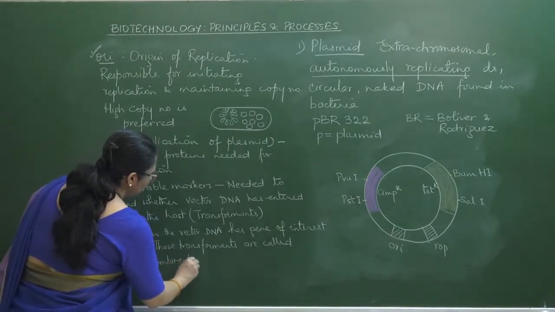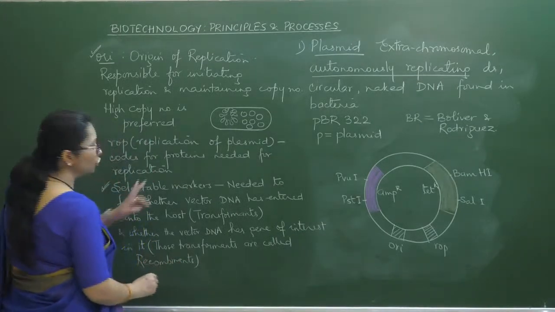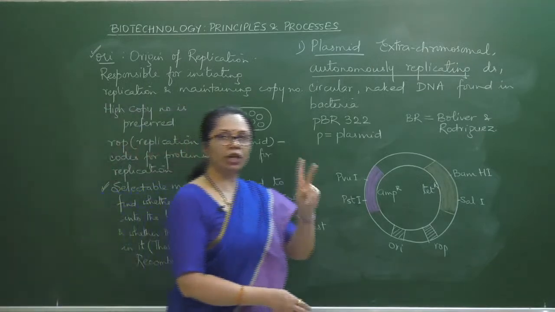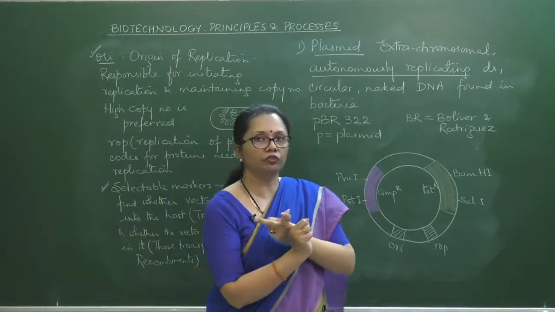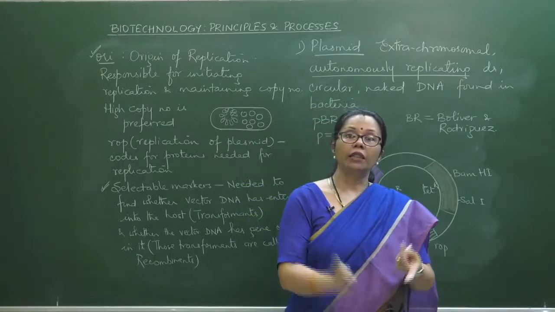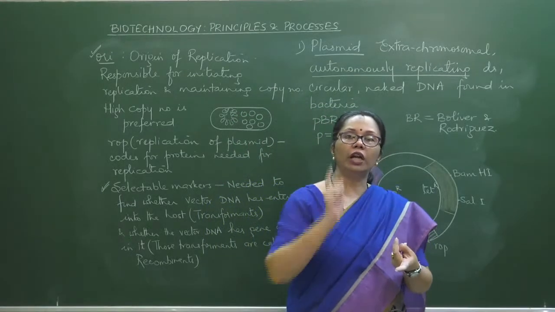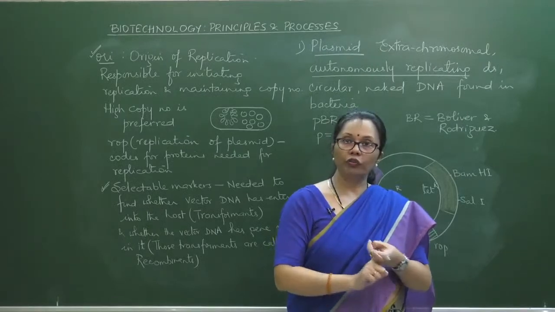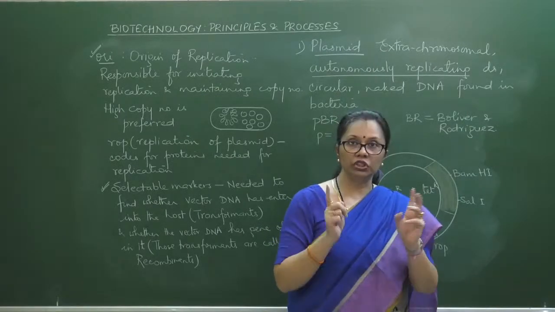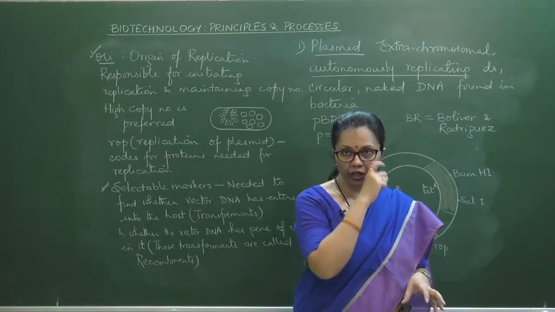So you see, that is the reason we are requiring two selectable markers. One selectable marker to detect transformants from non-transformants. Then among transformants, we have recombinants and non-recombinants. So we have to select at two levels. So screening has to be done at two levels, right?